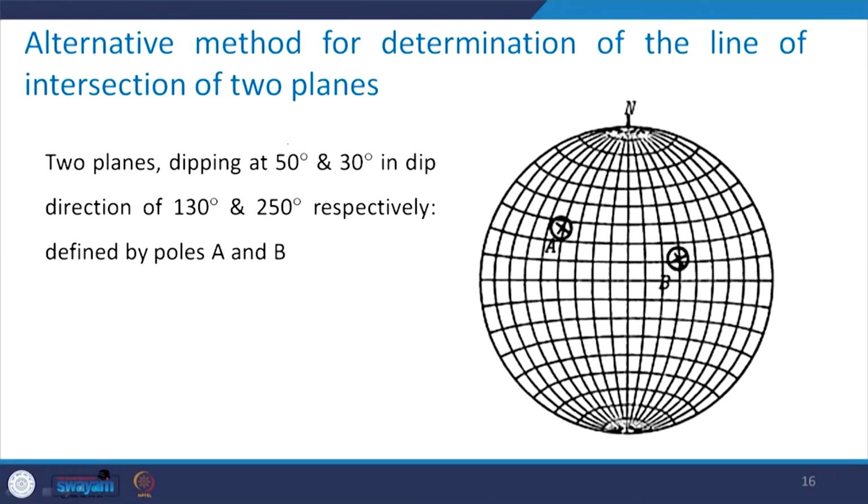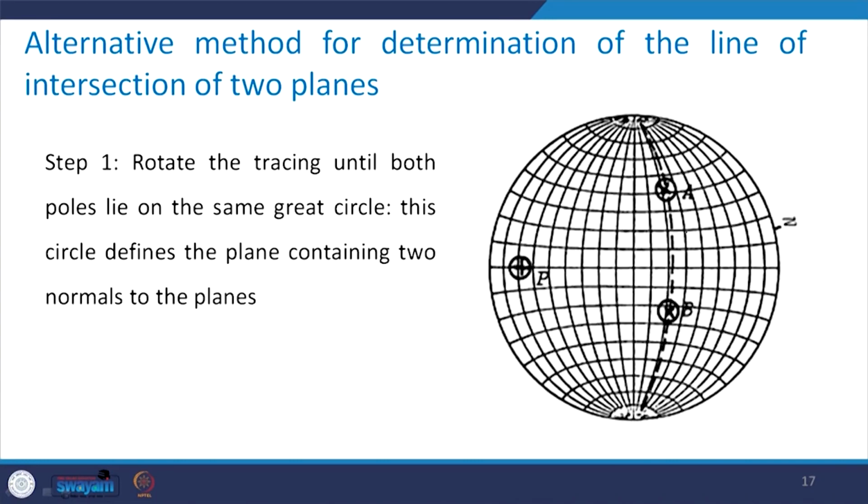So, you see that in this case again we are taking the same problem. Two planes are there, one is having a dip of 50 and dip direction of 130 degrees, another one is having a dip of 30 degrees with dip direction of 250. So, you see their poles have been drawn here. How to draw the pole? I have already explained it to you.